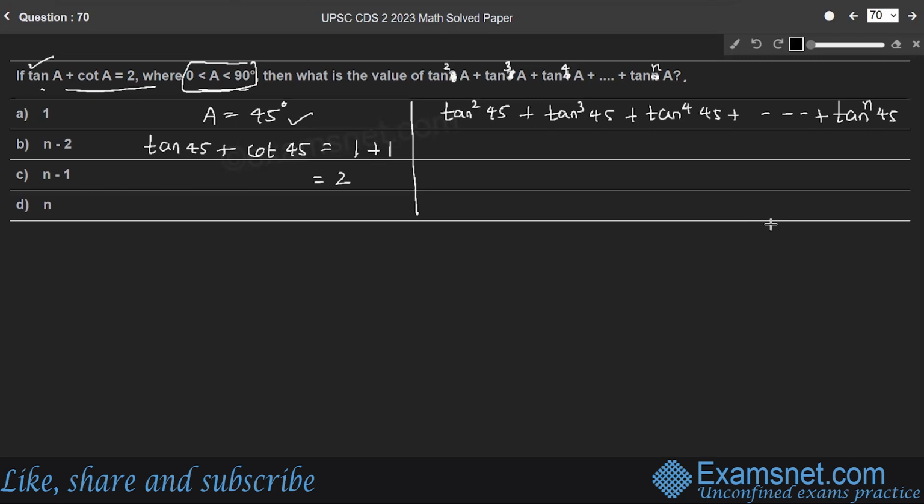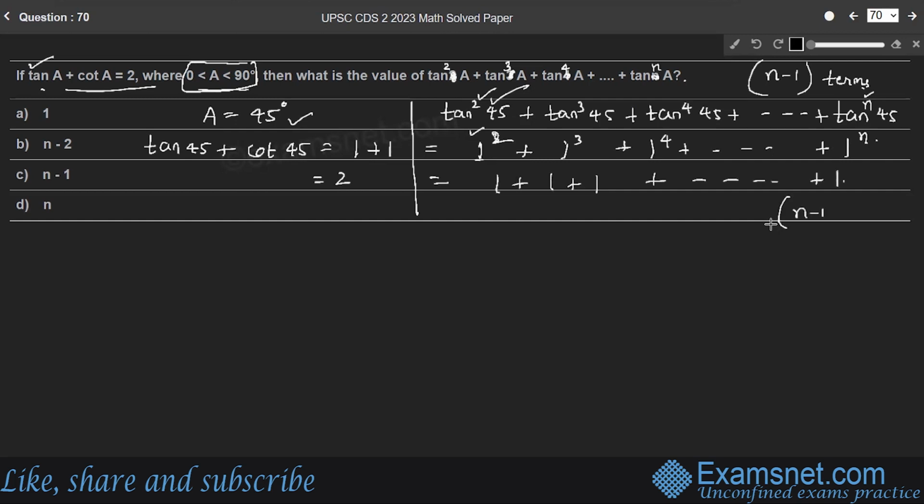So the number of terms in the given sequence is equal to n minus 1, because the first term started with the power 2, not 1, and the last term has the power n. Therefore, there are n minus 1 terms. What is the sum of these n minus 1 terms? Each term is equal to 1, because tan 45 is 1. Tan square 45 is 1 square, which is 1. 1 cube is also 1, and 1 raised to 4 is also 1, up to 1 raised to n. So each term is equal to 1.